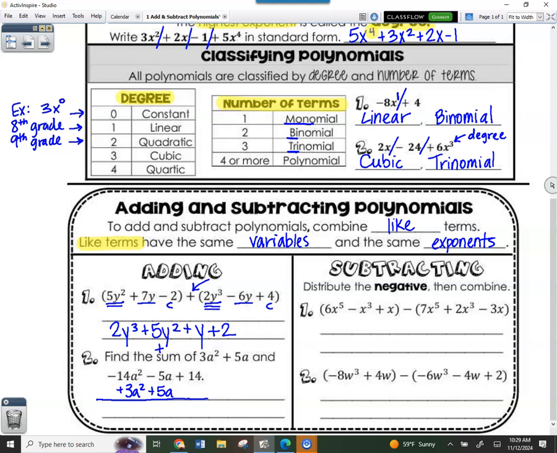What's negative 14 plus 3? Negative 11. Don't change the variable. Now, what happens here? Negative 5a plus 5a. It's 0. It doesn't write anything. They cancel. Negative 5 plus 5 is 0. So those are gone, so there's no more a term. And then this has nothing to combine with, so we bring it down.